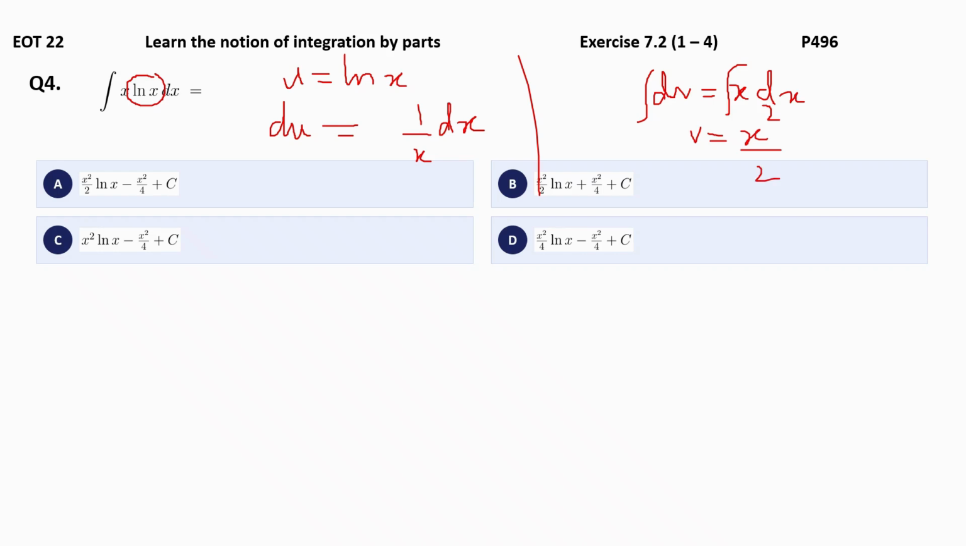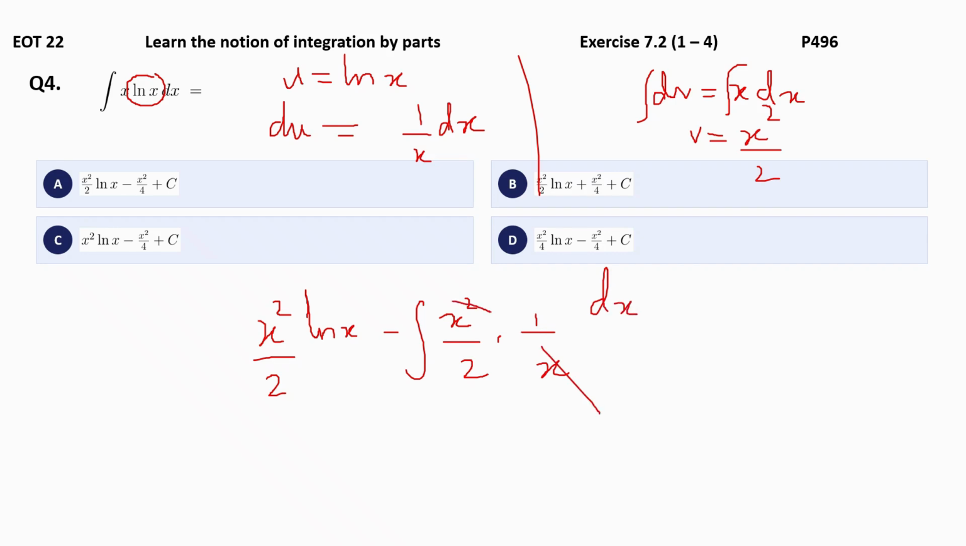Let's substitute in our formula uv minus integral v du. What's your u? Ln x. What about v? X square by 2. Please write x square by 2 just in front of ln x because it's a standard way of writing. Minus integral v, x square by 2. And what about your du? 1 over x dx. Let's cancel 1 x. Now you are left with x squared by 2 ln x.